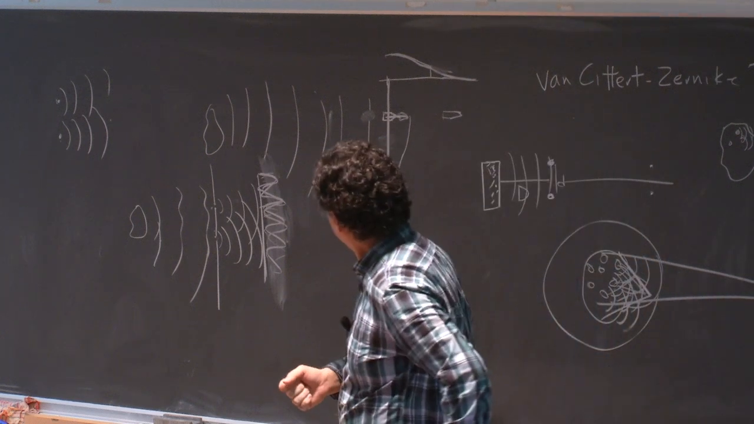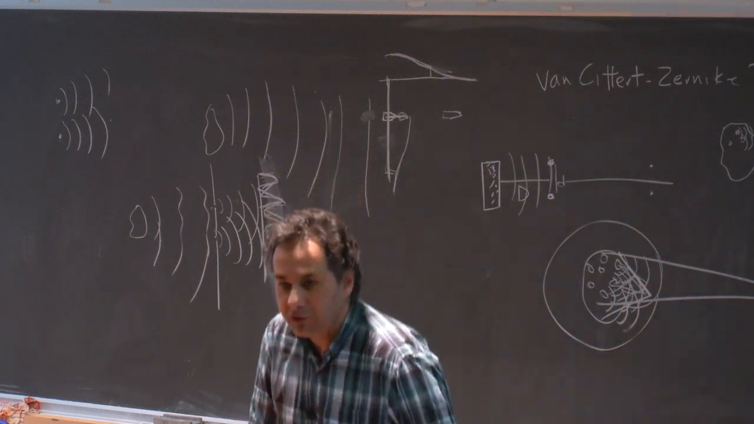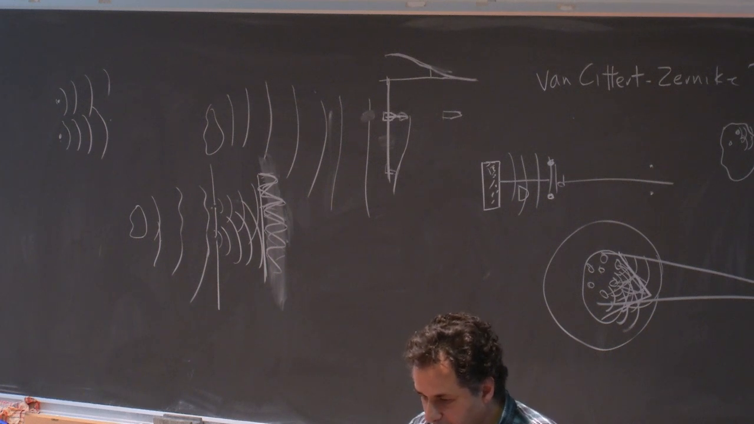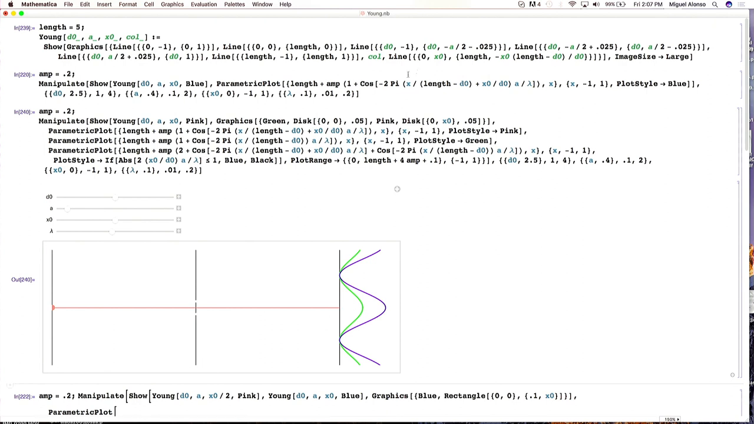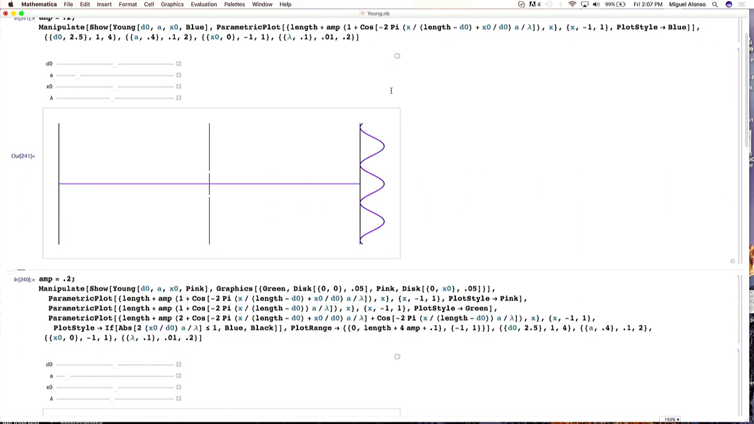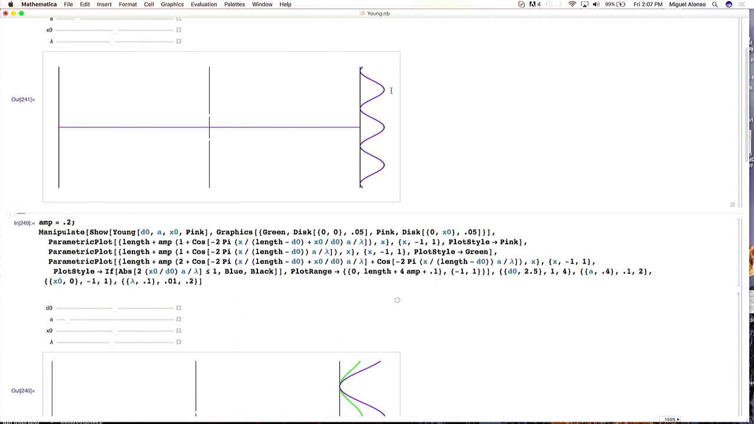Okay. So let me illustrate this also with some simulations here. This is a cartoon version of what happens with a Young pinhole experiment. I have a point source here. I have a plate with two pinholes. And this is the interference that I would see with a monochromatic point source.